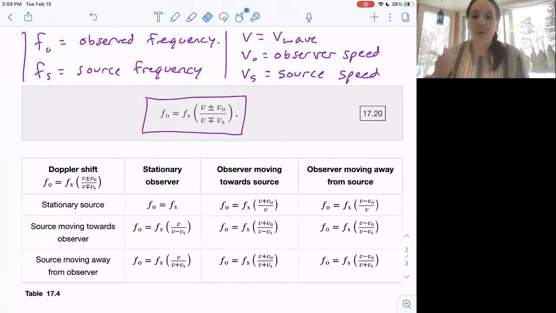So this table is also included as an image in the module itself, or you can copy it down into your notes. Okay, so that concludes our video on Doppler effect.